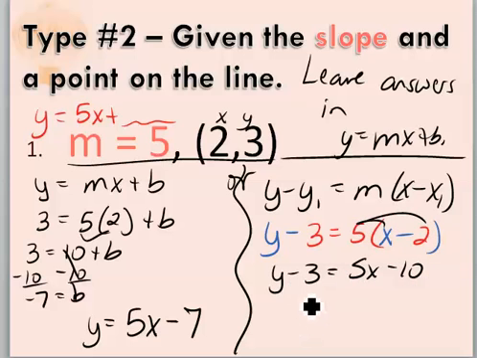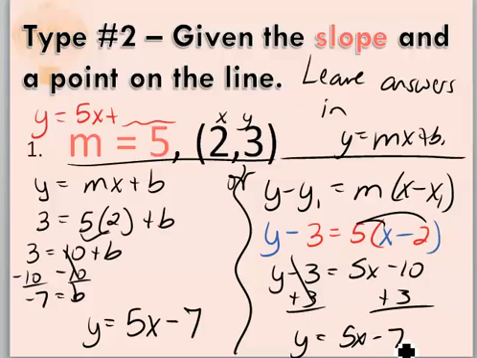And we want to leave this in y equals mx plus b, so we're going to add 3 to each side. And we get y equals 5x minus 7. Either way, you'll get the exact same answers. All of your answers must be left in slope-intercept form, y equals mx plus b.